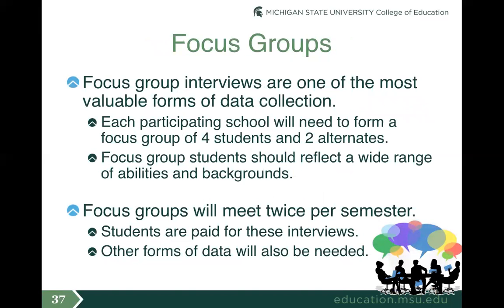Focus groups, as I mentioned, are really key. Every participating school for every semester should have a focus group with 4 students and 2 alternates. This group should reflect a wide variety in terms of ability and background. So if you have very diverse classes, our focus groups should be very diverse as well. We don't want the 4 smartest students you have in your class. We want a wide range of abilities to be somewhat representative as much as possible of your class as a whole. And so again, we will need to choose 4 students and 2 alternates.